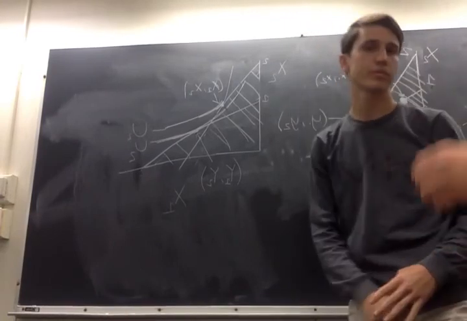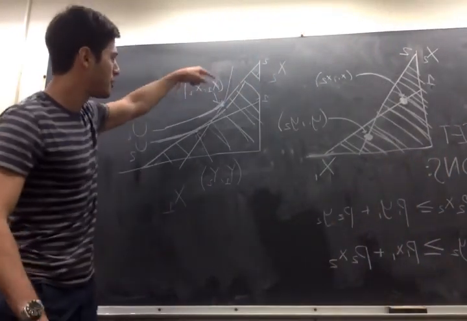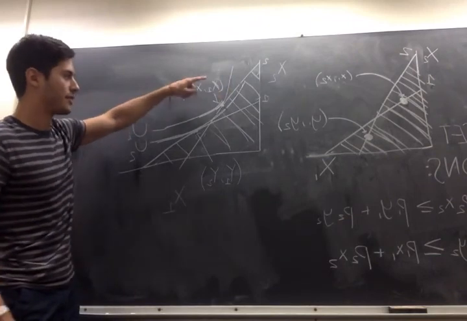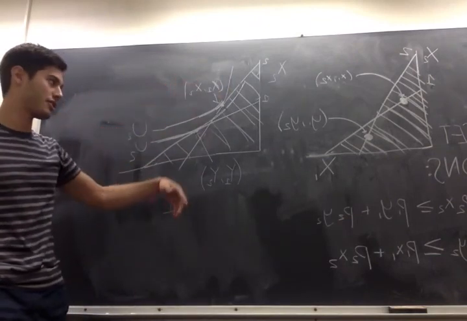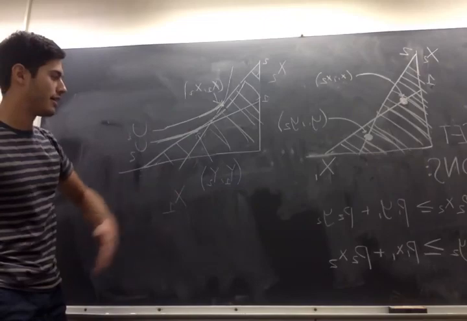Wait, and one last thing quickly. It's important to know that the two indifference curves that Eric drew do not intersect, which is an important property of indifference curves. And yeah, that is all.